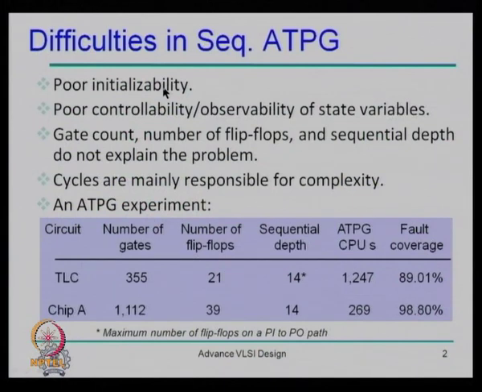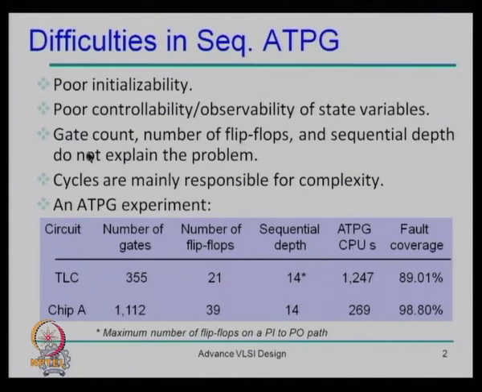In the last lecture, we discussed various difficulties in sequential test generation, and we discussed that you need to unroll your circuit multiple time frames to generate a test sequence. The source of these difficulties is the poor initializability of the circuit. It takes a couple of cycles to initialize all the flip flops to some specific state. It has poor controllability and observability of the state variables. You cannot directly assign any value to any of the flip flops, or read directly. It again takes a couple of cycles to take the value from a state variable to the primary output.